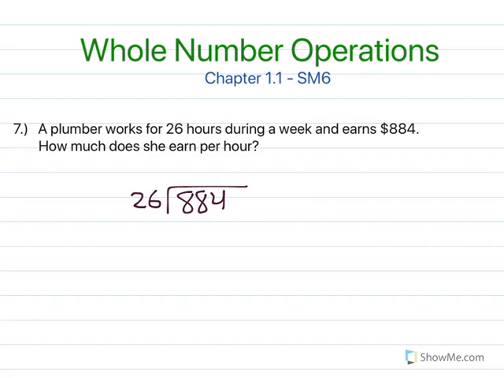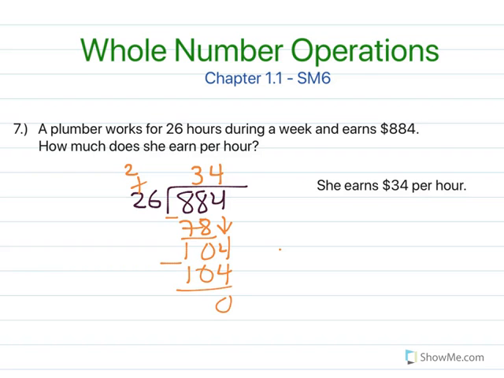So I know 26 does not go into 8, but it goes into 88. I have 25 once, 50 twice, 75 3 times, 100 4 times, so it must be 3. 3 times 6 is 18, carry the 1. 3 times 2 is 6 plus 1 is 7. I subtract, I get 1, 0, bring down the 4. And now I can go ahead and try my next number. I know 4 times 25 is 100, so I'm going to try 4 then. 4 times 6 is 24. Carry the 2. 4 times 2 is 8, plus 2 is 10. I subtract, I get 0. So I figure out that she earns $34 per hour.